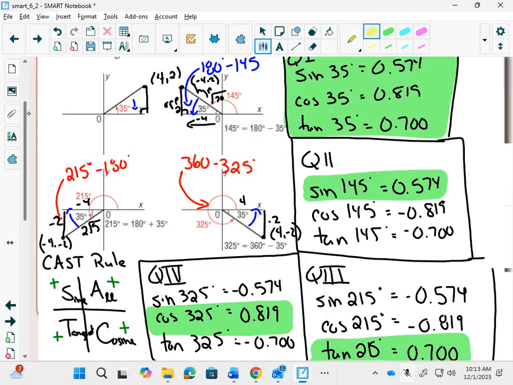All things are positive in quadrant 1. Only sine is positive in quadrant 2. Only tangent is positive in quadrant 3. And only cosine is positive in quadrant 4. Okay, which means you can circle already questions 3, 4, 5, and 7.